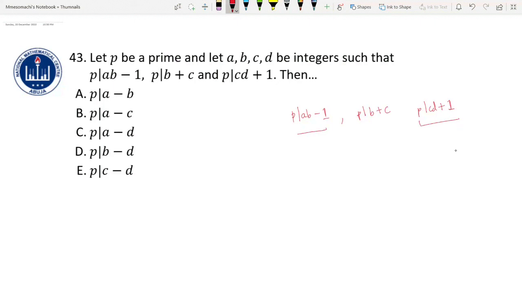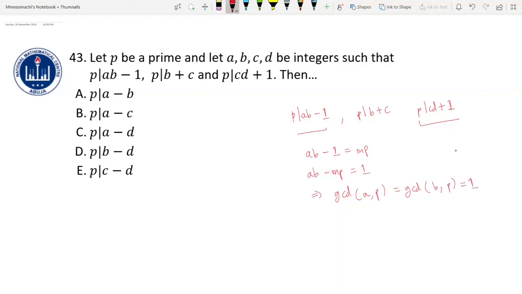Let's look at the implication of what it means for P to divide AB minus 1. It means AB minus 1 is equal to some integer multiple MP, so AB minus MP is equal to 1. And this implies that the GCD of A and P is equal to the GCD of B and P is equal to 1. When I say GCD, I mean the highest common factor.